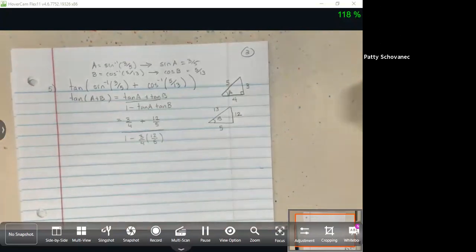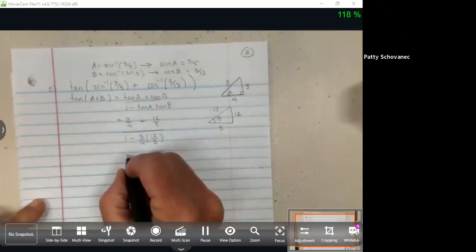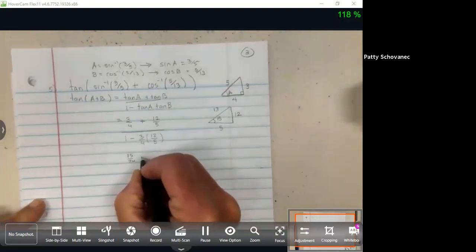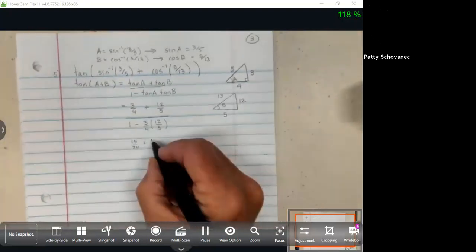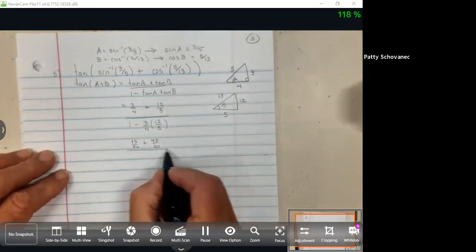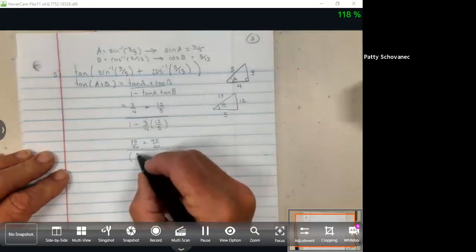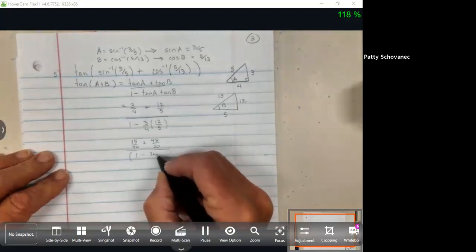I'm going to go ahead and simplify that just to show you how it's done. To add two fractions, you need a common denominator. The common denominator between 4 and 5 is 20. So I can write 3/4 as 15/20. And I can write 12/5 as 48/20. I don't need a common denominator to multiply. To multiply, I can just multiply straight across. So I have 1 minus 36/20.